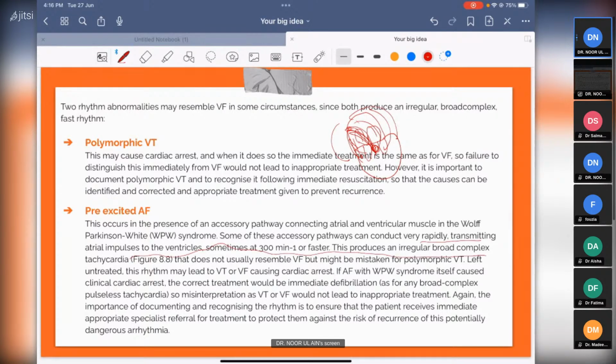Do you guys read this? Produces an irregular broad, irregular because there is no pattern. Broad complex tachycardia. Why broad complex? Because we are talking about ventricular tachycardia. Okay. Doctor Saeed, are you with me? Do you understand my point? Whenever we talk about ventricular tachycardia, ventricular tachycardia is broad complex tachycardia. Yes? Does everybody understand? Absolutely. That's right. Yes, you have a point.